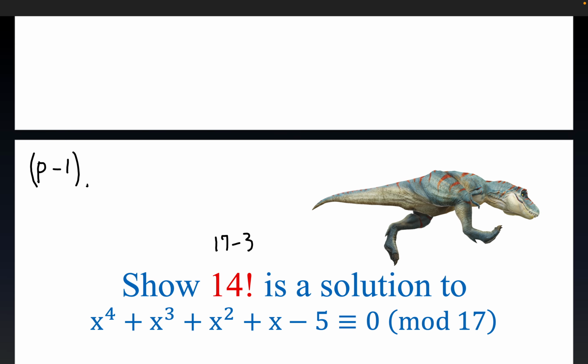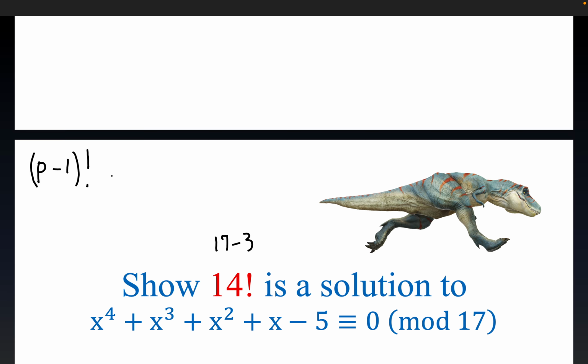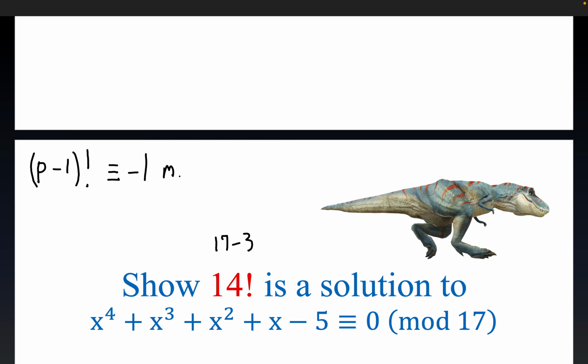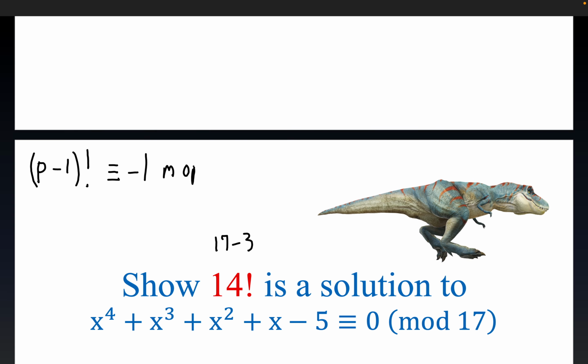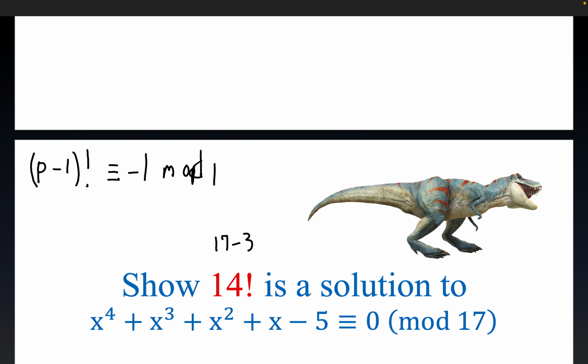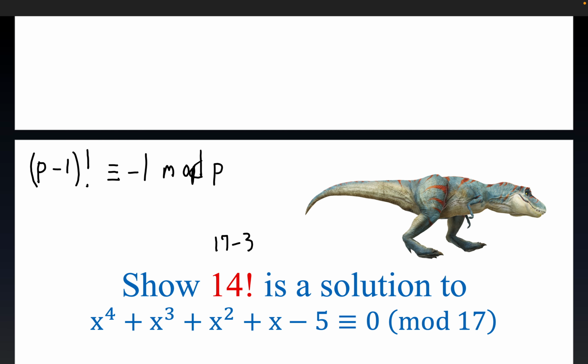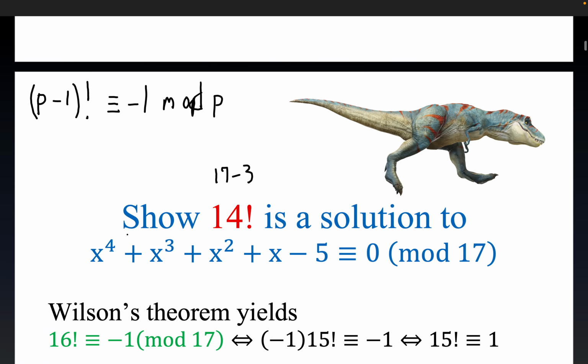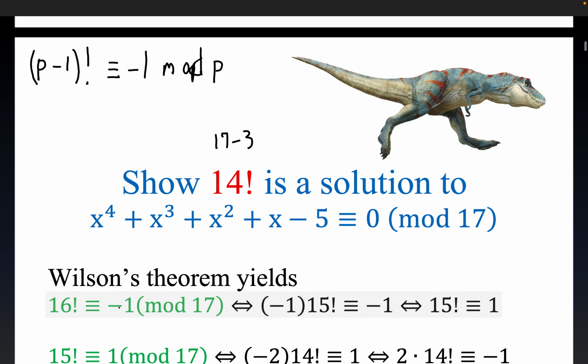(p minus 1) factorial is congruent to negative 1 mod p. Now this does say p minus 3, but there are some manipulations we can do to make it reach this form here. It's not immediately obvious, but this is called Wilson's theorem, and our approach will be to start with Wilson's theorem. Again, this statement up here is Wilson's theorem.